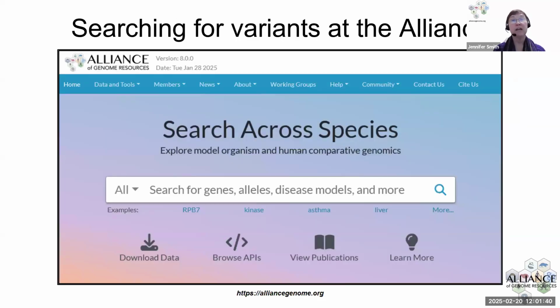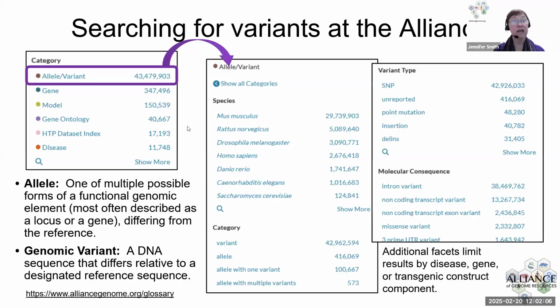So one easy way of getting an overview of everything that the Alliance has is actually to do an empty search. So this is the front page of the Alliance website, and you can enter something into this keyword search, but you can actually not enter anything and just click this search icon, and you will get a summary of pretty much everything that we have.